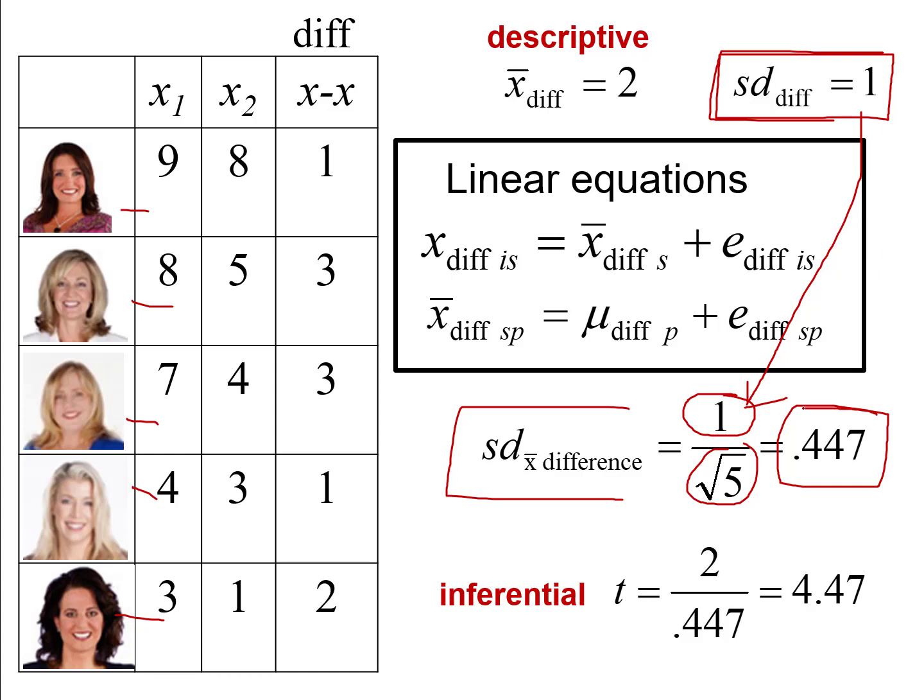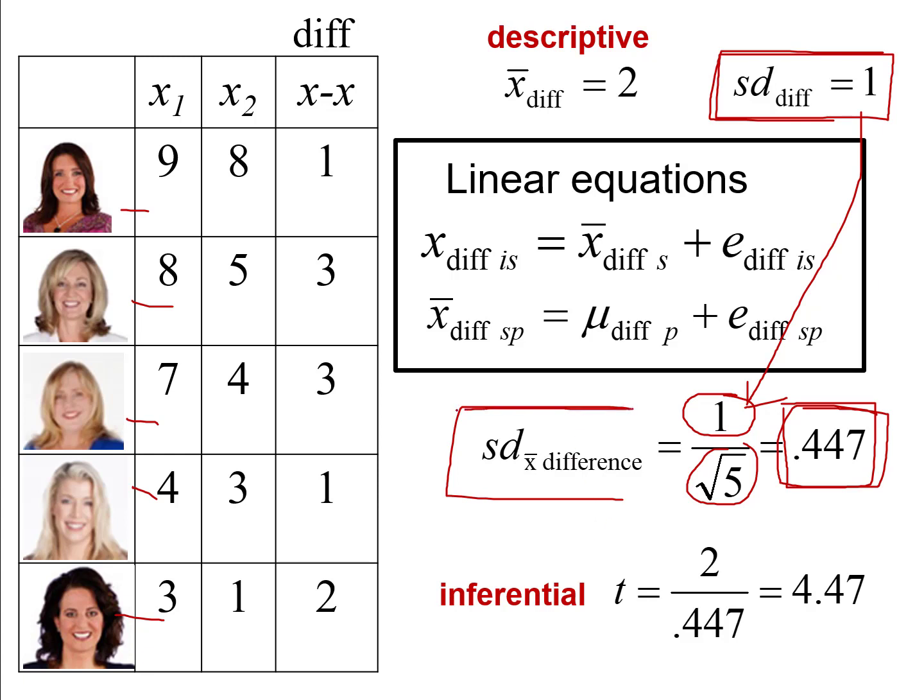So that means if we replicate our study over and over again, and each time we calculate a mean difference score, on average, each statistic we calculate is going to deviate about 0.447 units away from the true population parameter. It's almost about a half a unit, not quite a half a unit of error we're likely to make on average across all our studies if we replicate it over and over again.